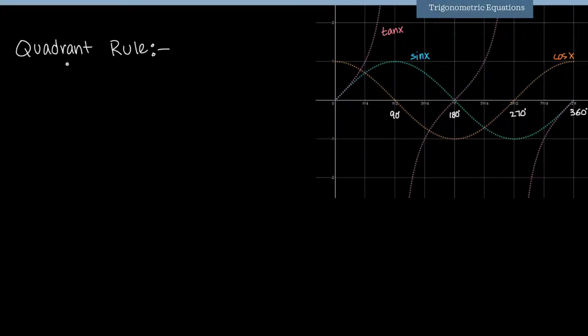Today we are going to learn about the quadrant rule. A quadrant rule is a rule that is going to help us solve trigonometric equations without using these graphs. I have the graph of sine function, cosine function and tangent function.